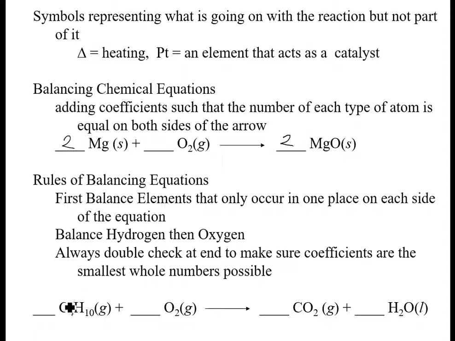So if I look at this one, I have 4 carbons here, and I only have 1 carbon here. So I would need to put a 4 in front of the carbons. I'm going to do hydrogen next, not oxygen, because oxygen is in 2 places on my product side. So if I have a choice, I want to do ones that are only in one place. So I have 10 hydrogens here, and I have 2 hydrogens here. What multiplier of 2 can I put? Well, I can put a 5.